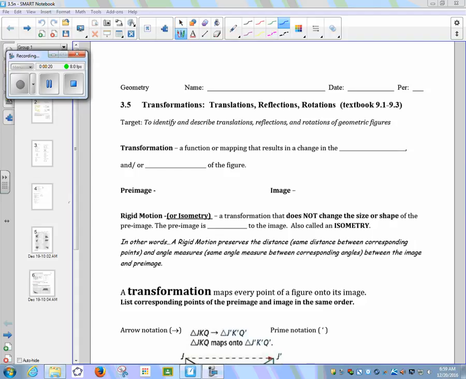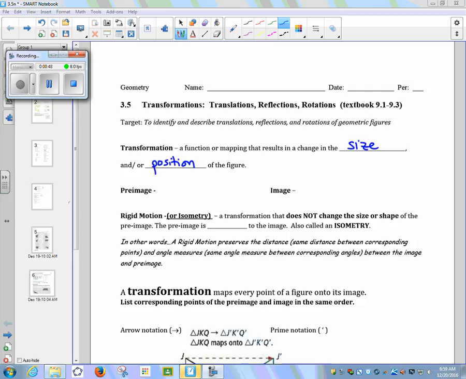It's a function or mapping, meaning from one polygon or figure, it maps to a new polygon or figure. And it changes in either size or position. It's not going to actually change the shape. It's still going to be the same shape.